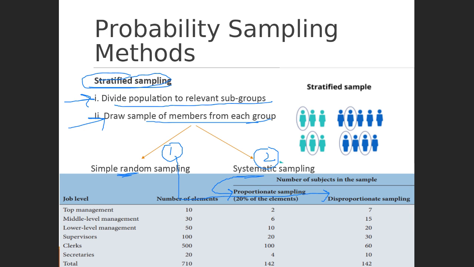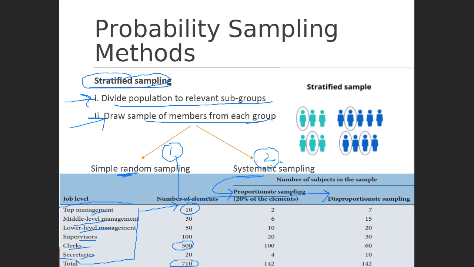Now let me give you an example. It will make it clear. For instance, we are doing research in an organization. The total population of the organization is 710. There are six identifiable subgroups in that organization, from top management to middle management to lower management to supervisors to clerks to secretaries. Each subgroup has a different number. For instance, the top management is just 10, and there is a large subgroup as well, like clerks.